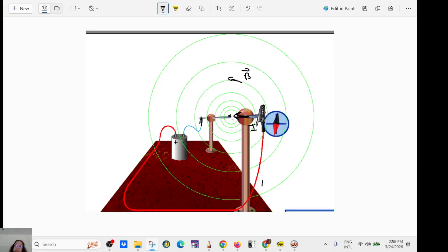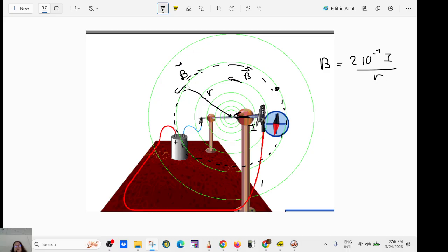So the equation says find B, for example, at a location R. At a location R, it's going to be the same B all around. When you are using the equation, you are just finding B equals 2 times 10 to the negative 7 times the current over R. So you are just finding the magnetic field at a distance R from the wire. As you increase the distance, B is going to decrease.